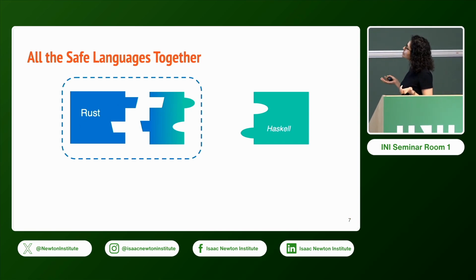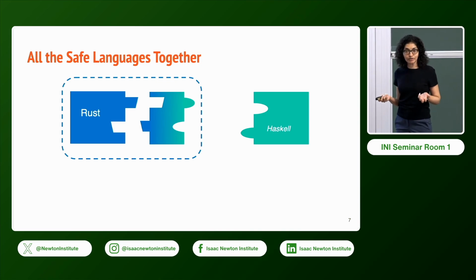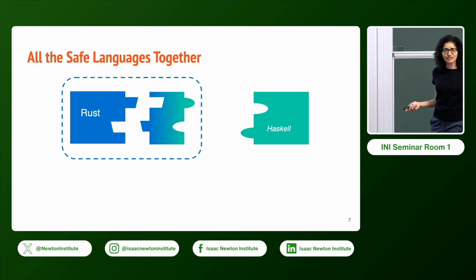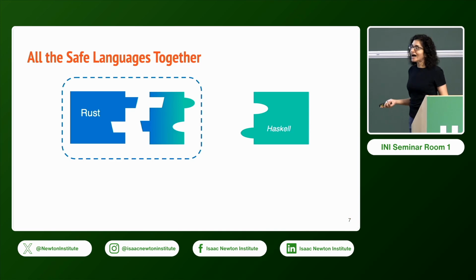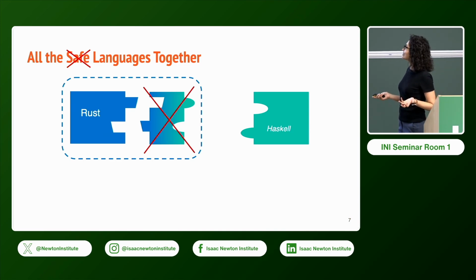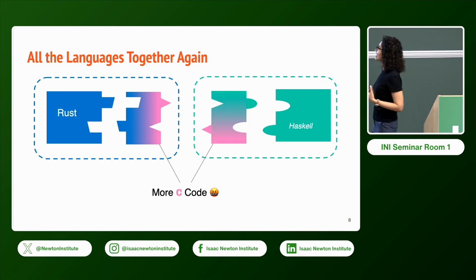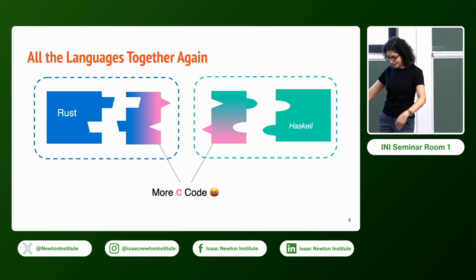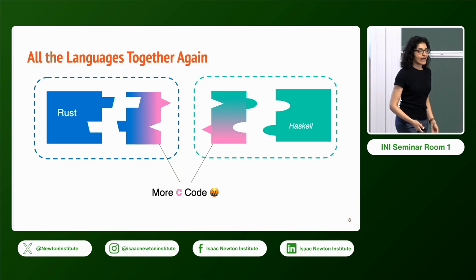But here, I have two safe languages. It would be nice if I could design an FFI directly between them, between Rust and Haskell, but that doesn't really exist in practice for the most part. Most languages, even safe languages, end up interoperating by dropping down to the lowest common denominator, C.